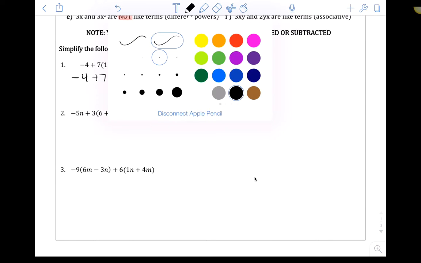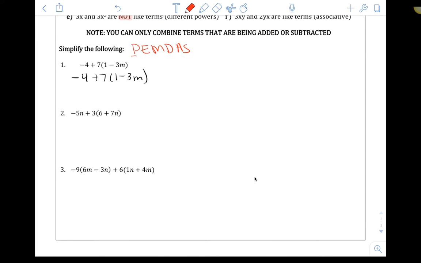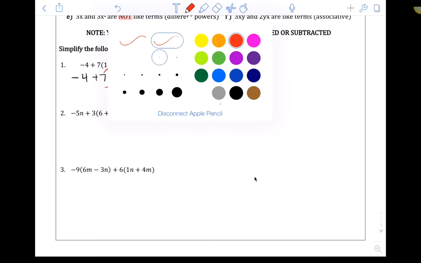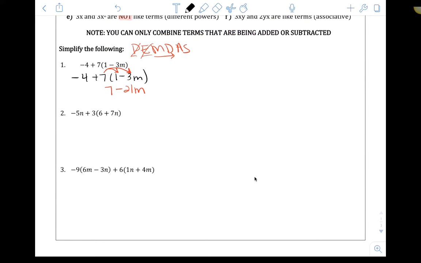So what I need to do then is, there are no exponents, so I'm done with that. But I want to do multiplication or division to simplify this. So I've got 7 times 1, which would be 7. Then I'm going to have 7 times negative 3, which is negative 21m. And that negative 4, whoops, it just stays right there.